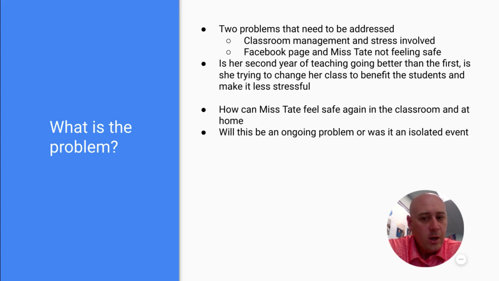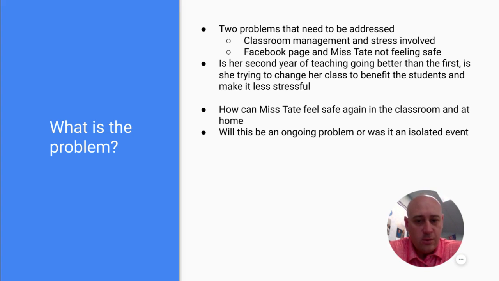What is the problem? Well, there's two problems that need to be addressed. First of all, the classroom management and stress involved in Miss Tate's room. At one time, there were some interactions going on, and nothing seemed to come of it. Did we follow back on that? Have we done anything else with that? Did Dr. Smith help with that?